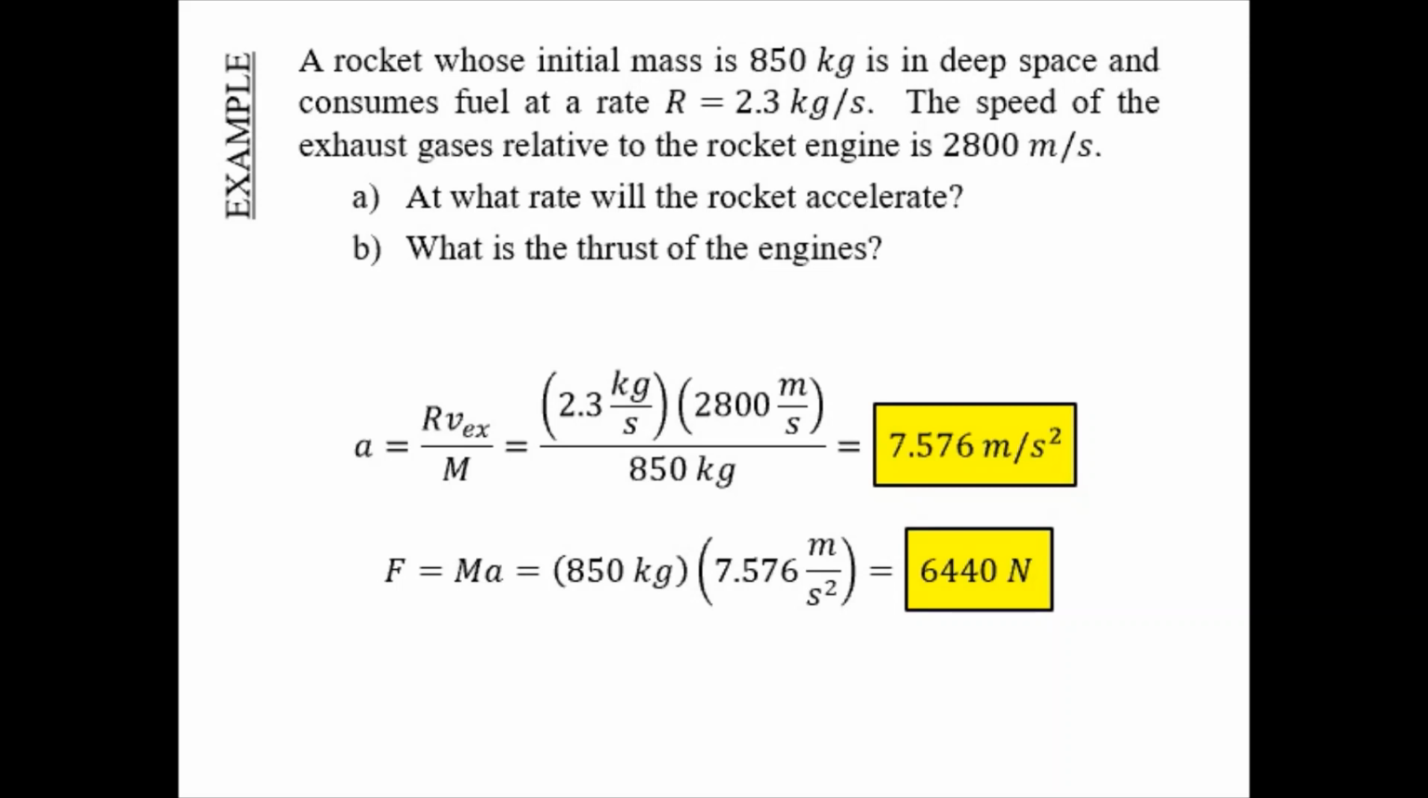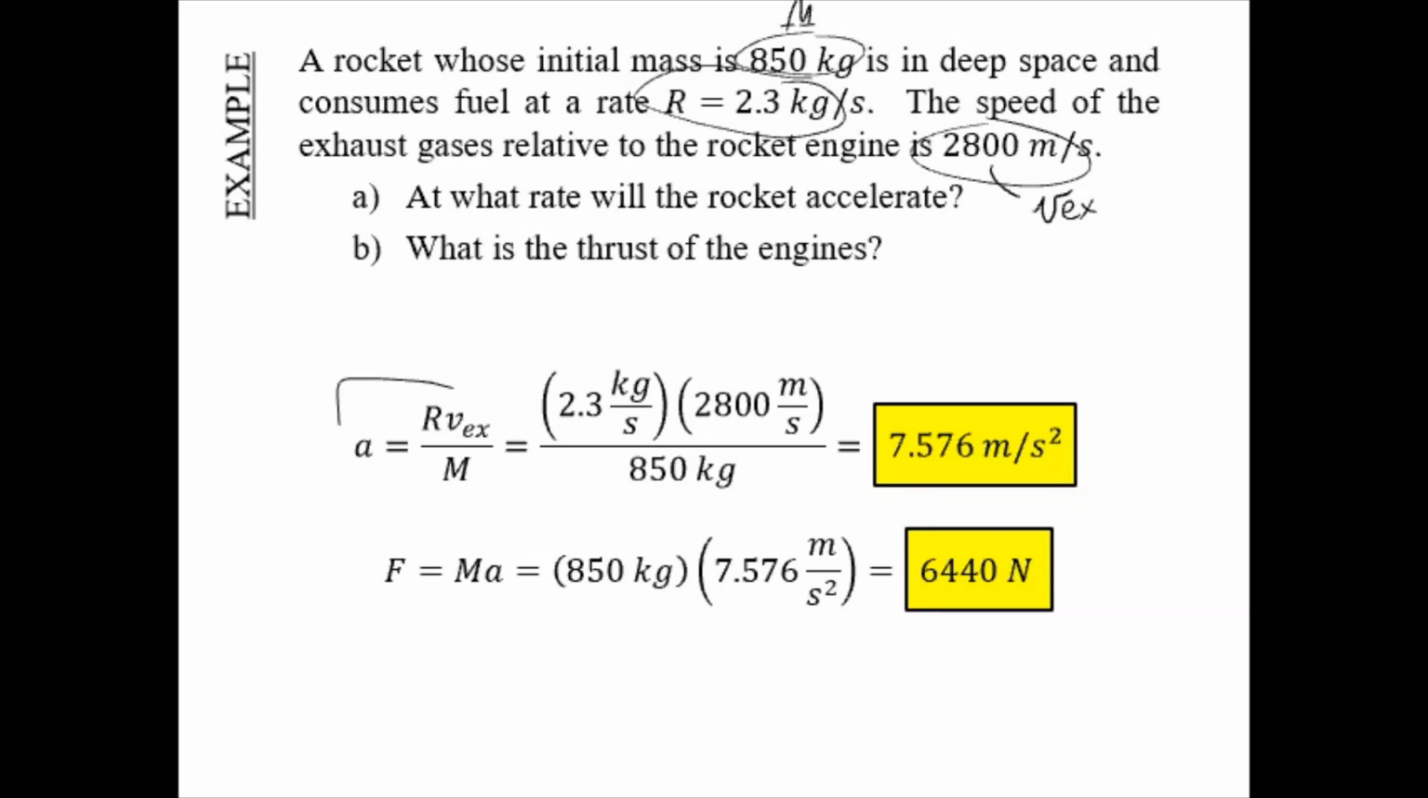Let's take a look at an example of using the equation we just derived. A rocket whose initial mass is 850 kilograms is in deep space and consumes fuel at a rate of r equal to 2.3 kilograms per second. The speed of the exhaust gases relative to the rocket engine is 2,800 meters per second. Notice everything here is in standard units. The 850 kilograms is the mass of the rocket, and this is v exhaust in our equation. They want to know at what rate the rocket will accelerate and what the thrust of the engines is.